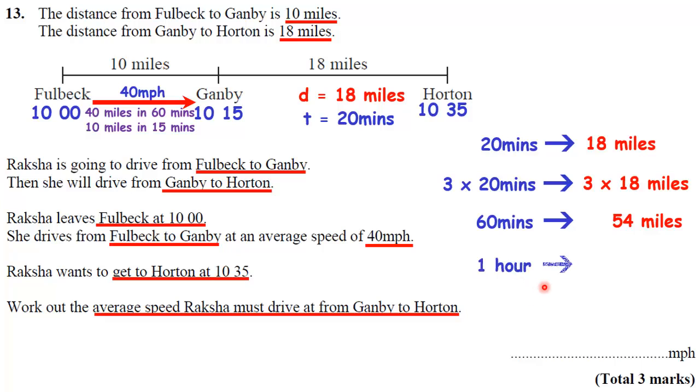60 minutes is an hour. So in an hour, she's going to travel 54 miles. And that's the definition of speed. Speed is miles per hour. If in 1 hour she travels 54 miles, that's her speed. Her speed is 54 miles per hour.